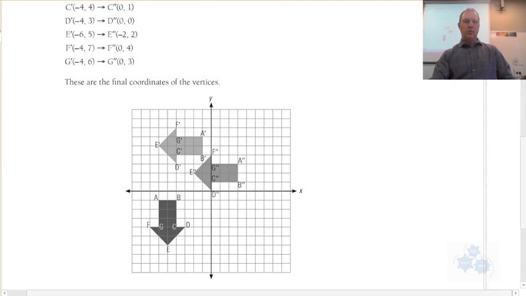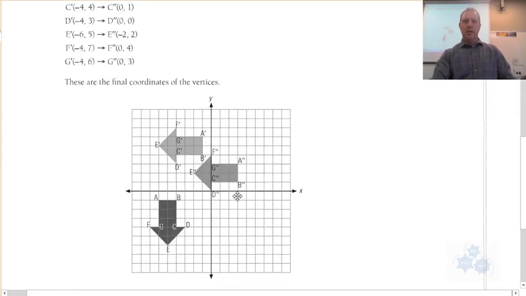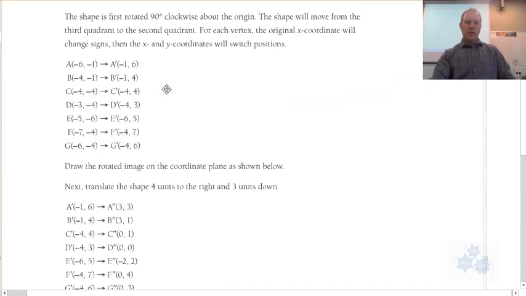Does that look pretty close to what I had? Yeah, it does look pretty close to what I had there. So that's where we'd be. Okay, so you could draw it like that, and then you could identify the new points. Okay, so let's see what they did here.